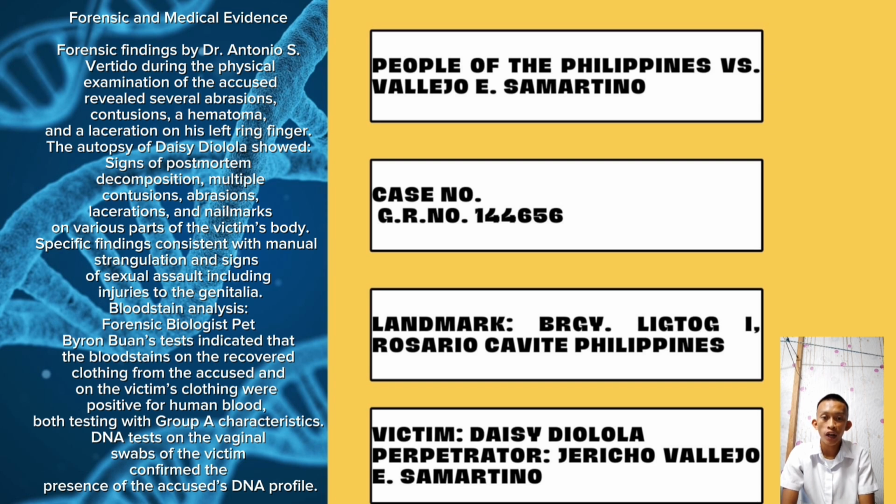Bloodstain analysis. Forensic biologist Pet Byron Buwan's tests indicate that the bloodstains on the recovered clothing from the accused and on the victim's clothing were positive for human blood, both testing with group A characteristics. A DNA test on a vaginal swab of the victim confirmed the presence of the accused's DNA profile.